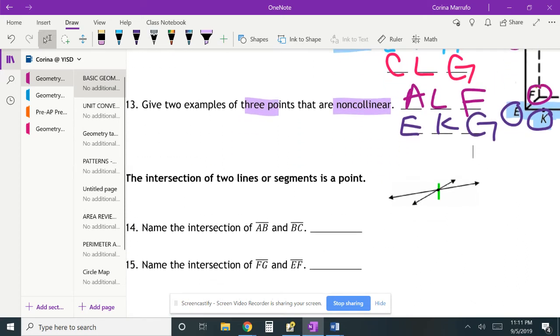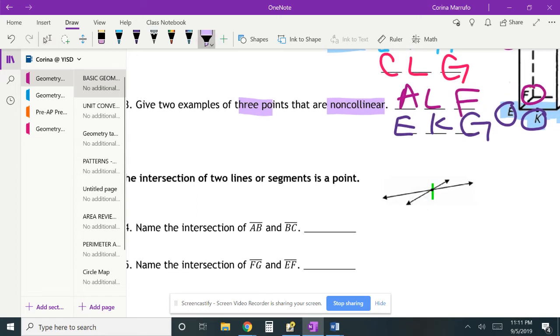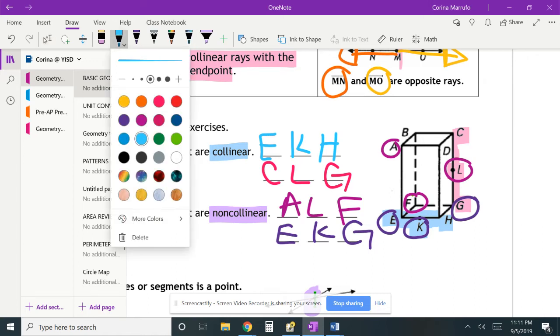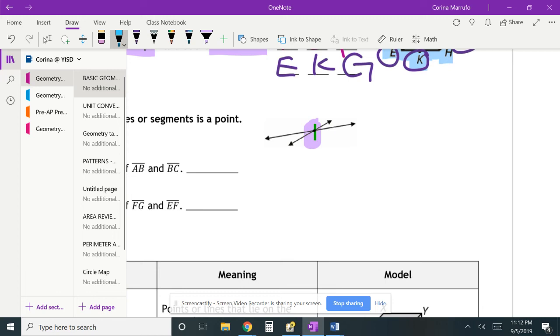Now, the intersection of 2 lines or a segment is a point. So this is called an intersection right here. This little point right here is an intersection. So it wants us to name the intersection of AB and BC. So they are referring to this diagram right here, AB and BC. So I'm going to trace over that, AB and BC, and the point of intersection is point B. So I'm going to write out here, point B.